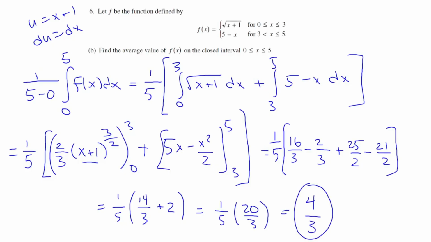And they gave you 4 points for that. 1 for splitting it up here into the 2 different integrals, 1 for the antiderivative of root x plus 1, 1 for the antiderivative of 5 minus x, and 1 for correctly evaluating to get 4/3.